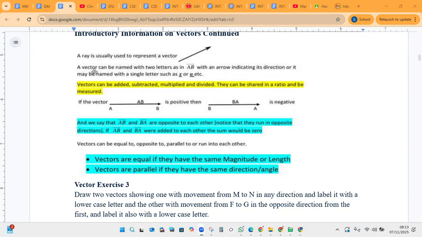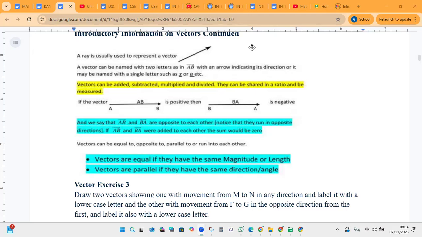It continues by saying a vector can be named with two letters, as in vector AB with an arrow indicating its direction, or it may be named with a single letter such as X or U, etc., in Times Roman italics. Now, vectors can be added, subtracted, multiplied, and divided. They can be shared in a ratio and be measured. So if the vector AB is positive, then the vector BA is negative. And we say that vector AB and vector BA are opposite to each other.